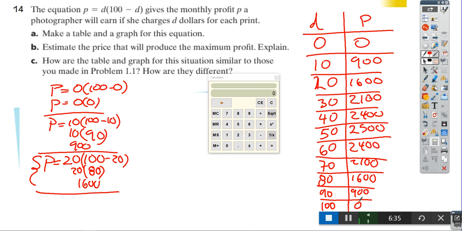However, do they have different values in the table? Yes. So they have different x-intercepts. The y-intercept is the same. It's 0 for both of them. And they have a different line of symmetry and a different vertex. Did I fully answer your question? Okay.